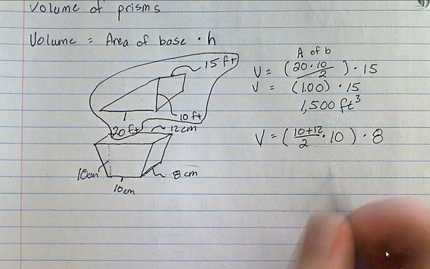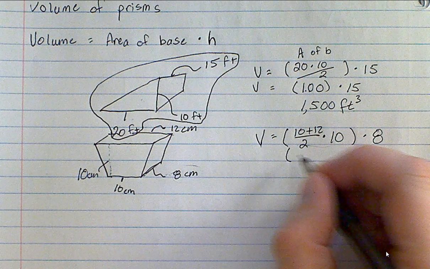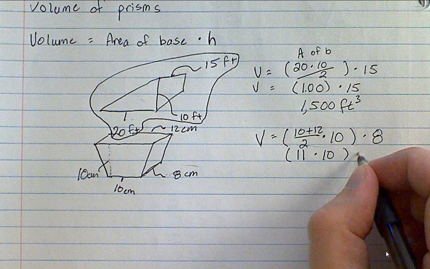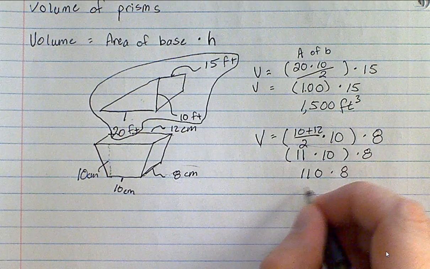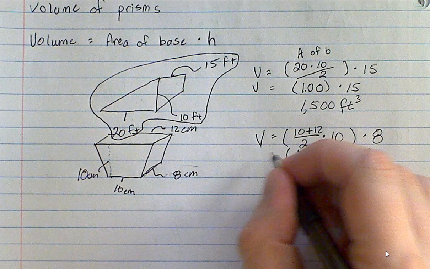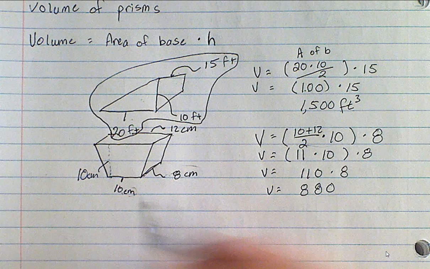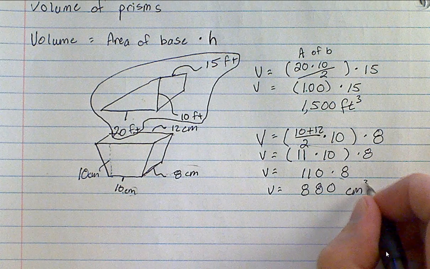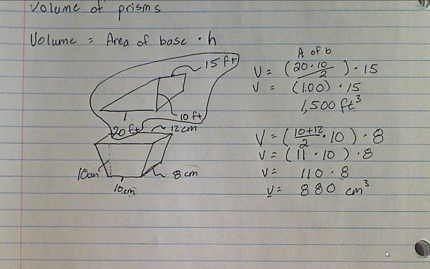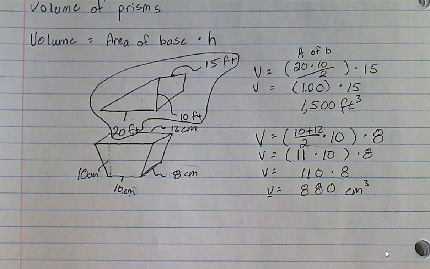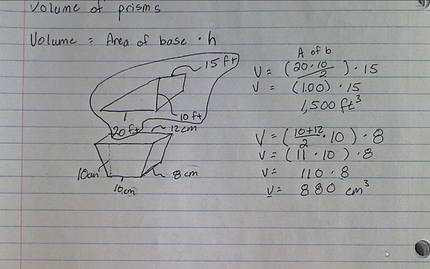Mm-hmm. So this is going to be 10 plus 12 is 22. 22 divided by 2 is 11. 11 times 10 is 110. 110 times 8 is 880. And again, because it's volume, you're going to call this centimeters to the third power. Volume is always going to be to the third power. Area or surface area are to the second power. Volume is to the third power. Okay, so that's cubed though, right? Cubed. Yep, units cubed, units to the third power.